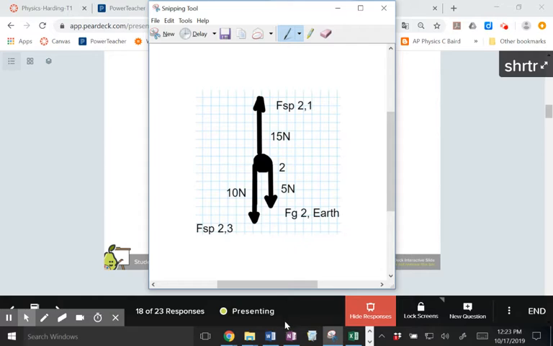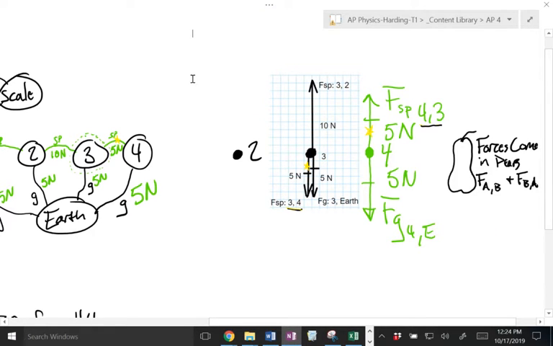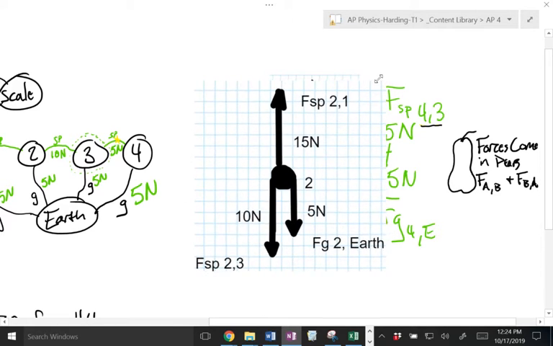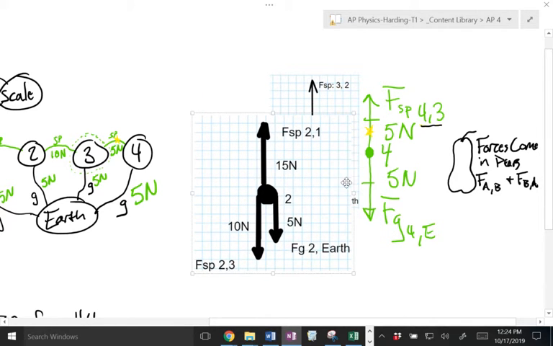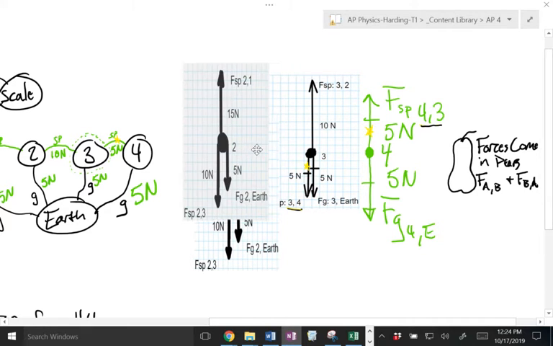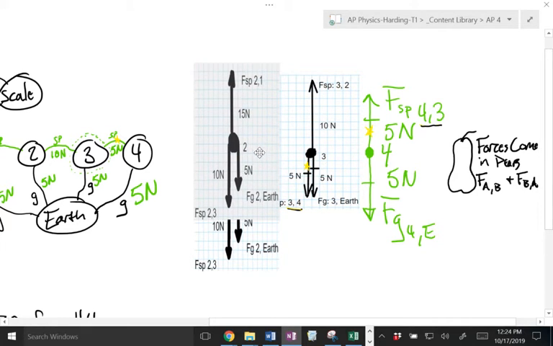Drop this in here. Whoa, that's big. There we go. I smooshed it. All right, so 15 newtons up, 10 newtons down. Now I see two 10 Newton forces, so I'm going to put 2 ticks on there. Okay, they're the same amount. Are they a force pair? Run that by your neighbor really quick.